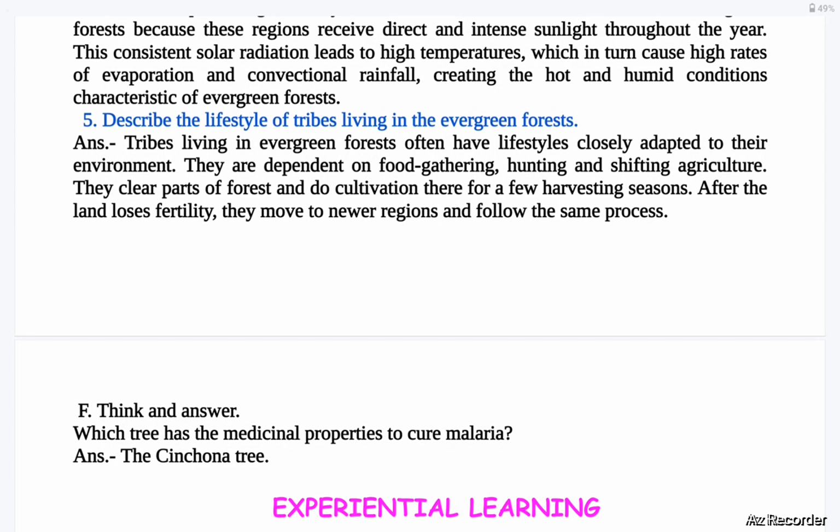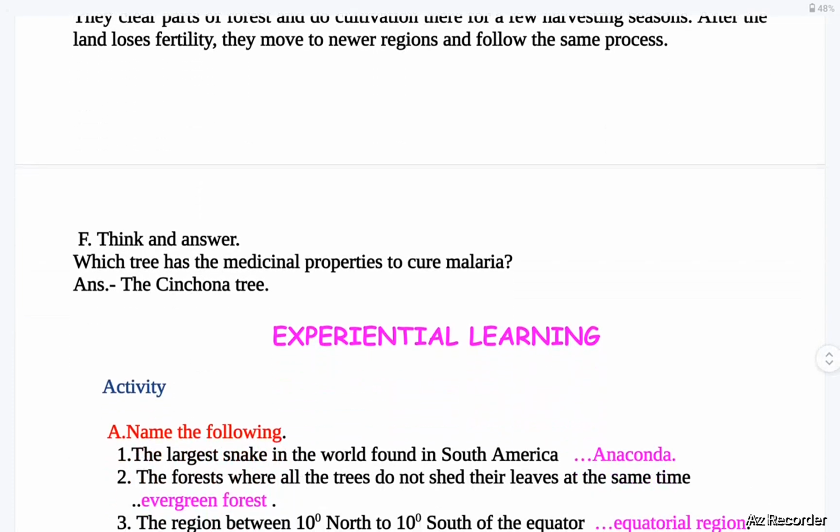So fifth question is, describe the lifestyle of tribes living in the evergreen forests. So answer is, tribes living in evergreen forests often have lifestyles closely adapted to their environment. They are dependent on food gathering, hunting, and shifting agriculture. They clear parts of forest and do cultivation there for a few harvesting seasons. After the land loses fertility, they move to newer regions and follow the same process.